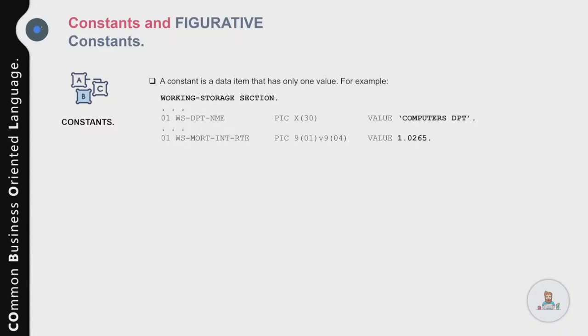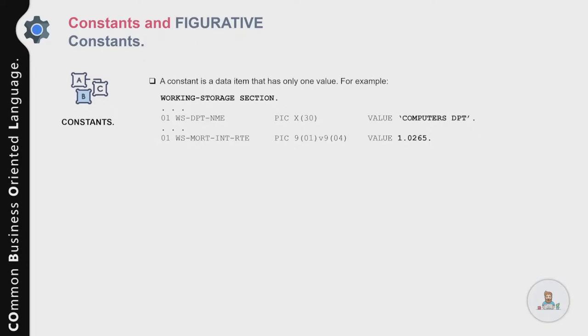A constant is a data item that has only one value throughout the execution of the program. In the following example, I've defined two different variables that I'll be treating as constants. The first variable is department name and the second variable is mortgage interest rate. And if you notice, I've defined these two variables in the working storage section. The initial value of these fields is assigned with the help of the value clause.